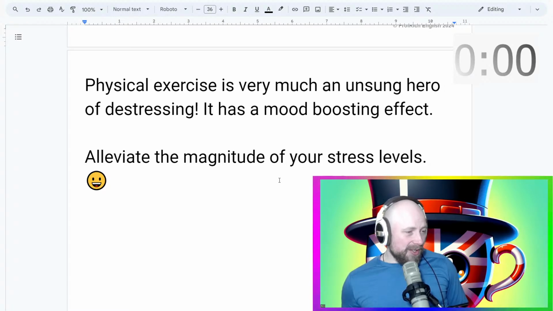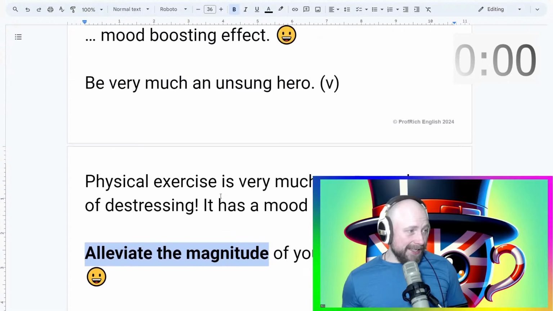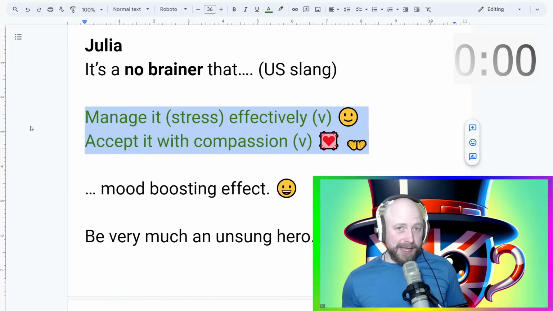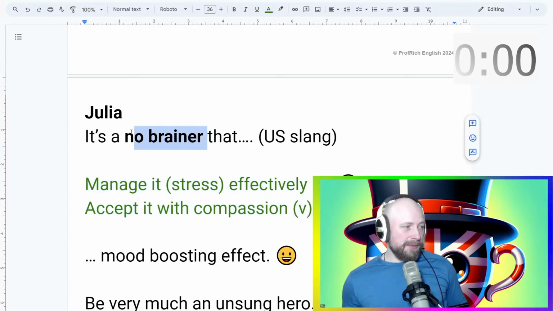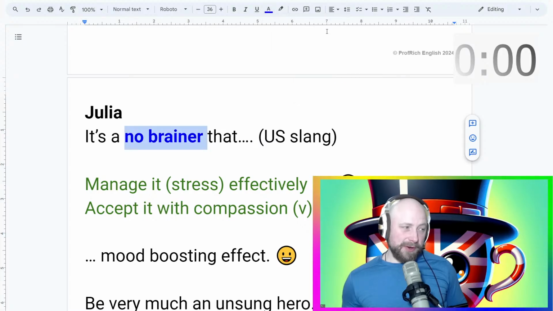Alleviate the magnitude of your stress levels. Again, alleviate the magnitude. Great vocabulary, quite formal. So that's great. It fits very well with this vocabulary. Manage it effectively and accept it with compassion. But it's a bit of a contrast to no-brainer, which is also good vocabulary, but it's kind of colloquial.